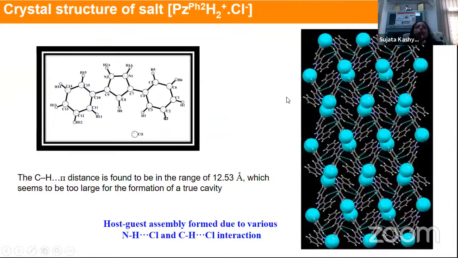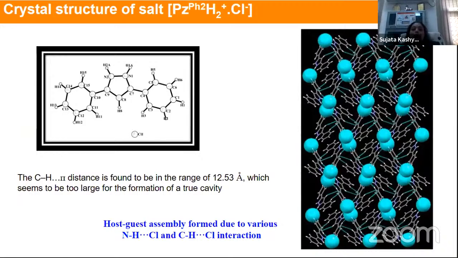Now, if we see the chloride, the reaction of this pyrazole with hydrochloric acid, in that case we get this kind of structure. And here, the pyrazole rings are not able to make a cavity. Why is it so? Because the distance between the two pyrazoles, the CH pi interaction, ranges around 12 Angstrom, which is quite large. It's very large to make a true cavity.